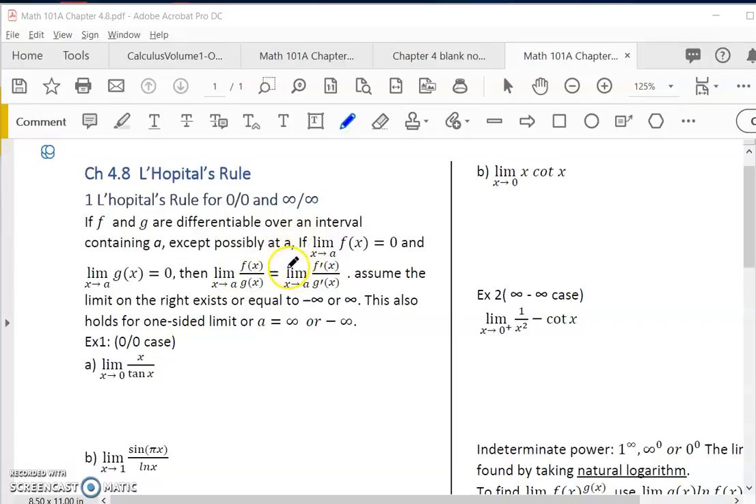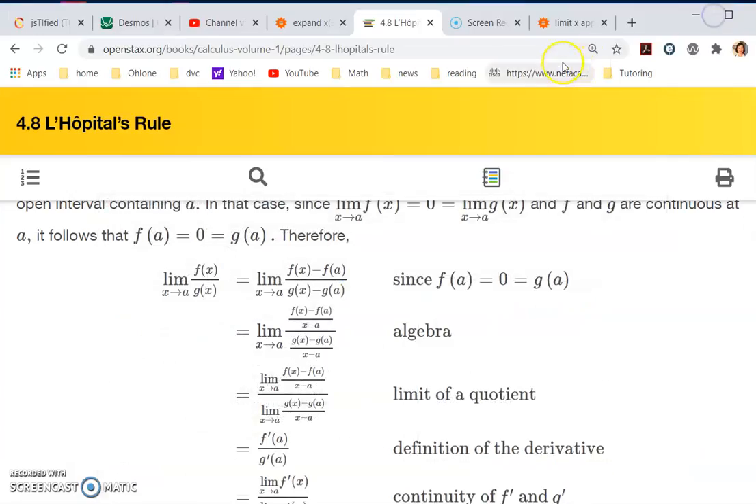And very often after you find the derivative of a function, it becomes simpler, or you can do some simplification to do direct substitution. This not only applies for x approaching 0, 1, 2, 3, it can also apply when x approaches infinity or for a one-sided limit. So let's look at the book for the proof. Why does it work? Here it is under 4.8, L'Hopital's rule.